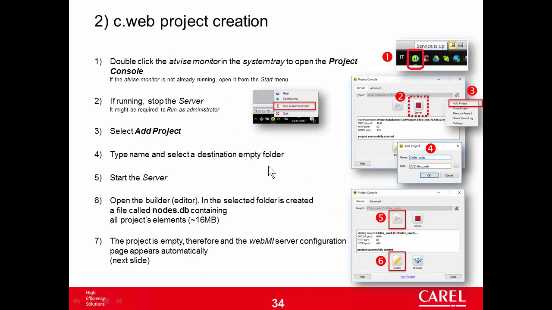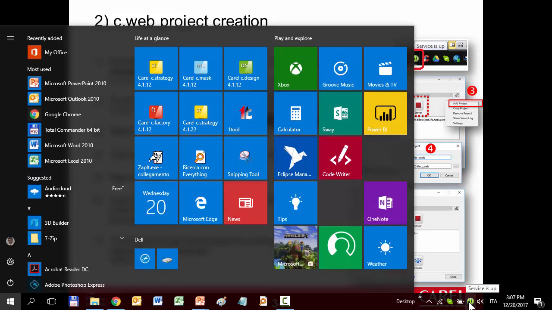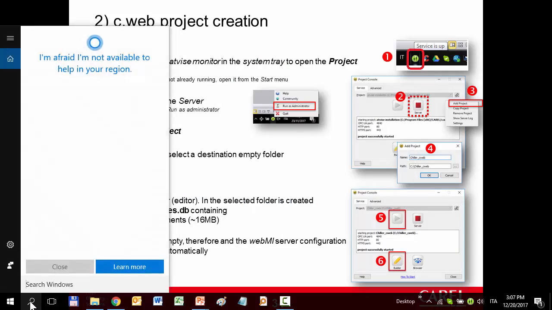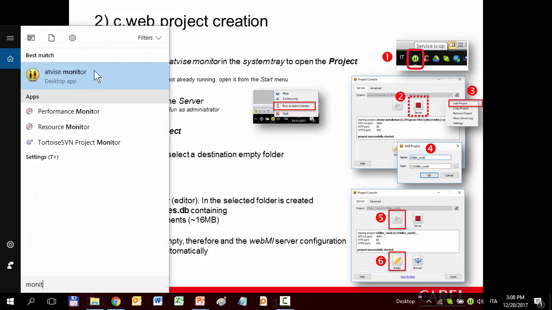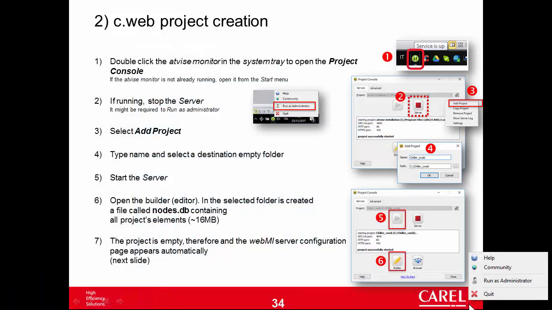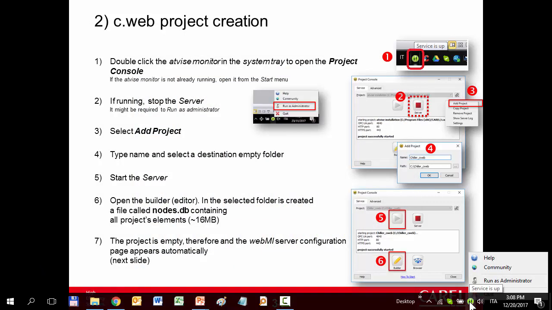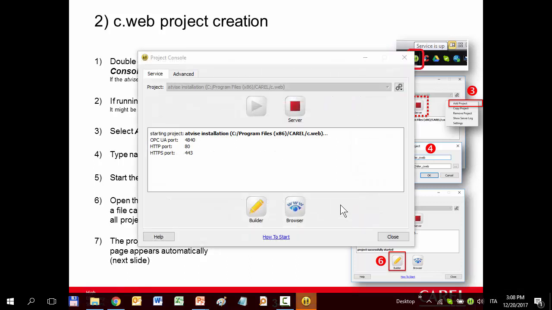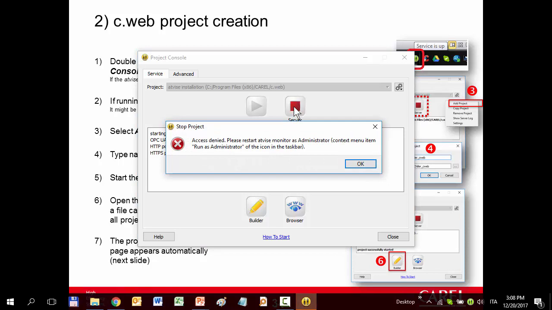Step 2, we have to create the project. So we have to start the project console. You can double click the device monitor if you have it. I remember that if you don't have it, you can start it from the start menu. So double click project console. If a server is already running, like in my case, you have to stop that server.